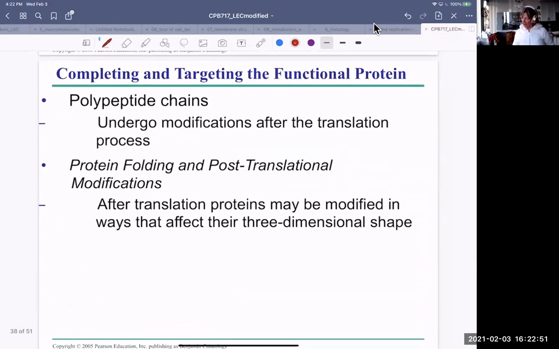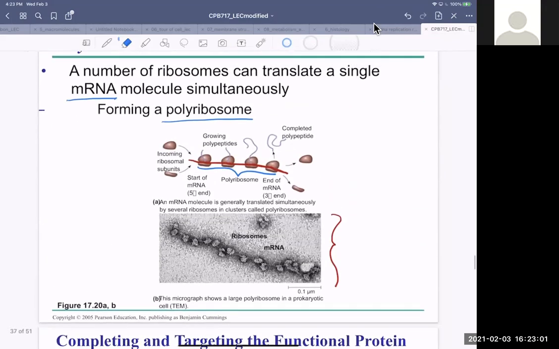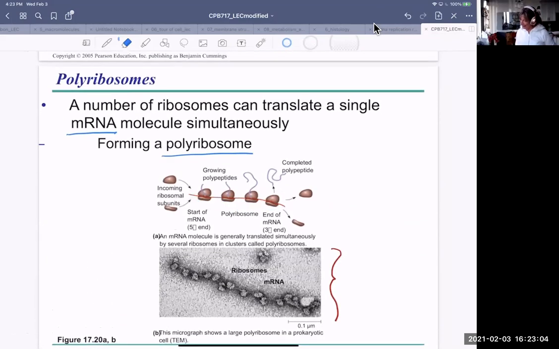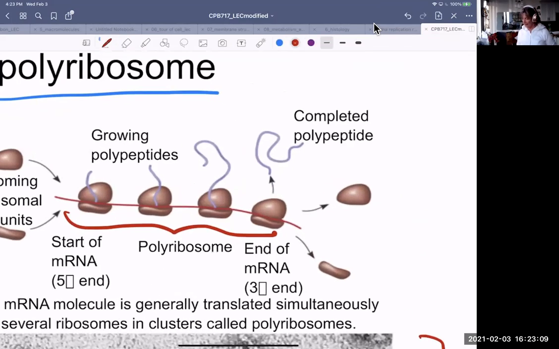The polypeptide chain also undergoes modification after translation. Just to clarify, all those ribosomes are making the same polypeptide? Yes, these are all making exactly the same one. That's a good question, because they're reading the same messenger RNA. Okay, start to end, each mRNA codes for a single polypeptide. This particular messenger RNA, yes, it does.